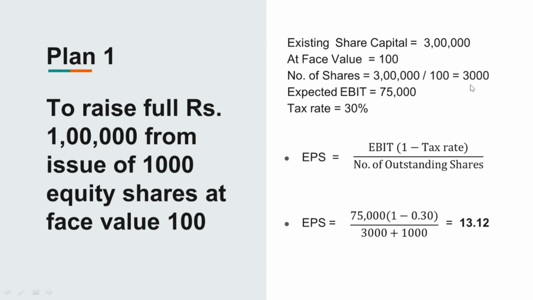So in our business, we were already having 3000 shares, and because we further raised 1 lakh rupees by issuing 1000 shares of face value 100 each, we are having an extra 1000 shares which we have issued. So these 1000 shares are new shares being issued. So we would add that to the existing shares, and thus we would get the value of 13.12. This is the EPS value which we got under plan 1. Let's move forward and look at other plans.